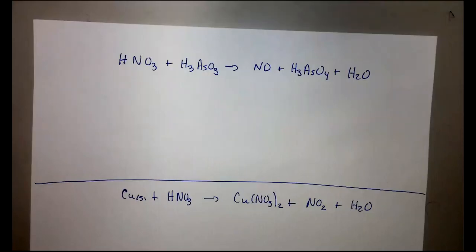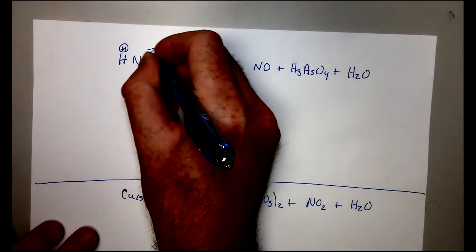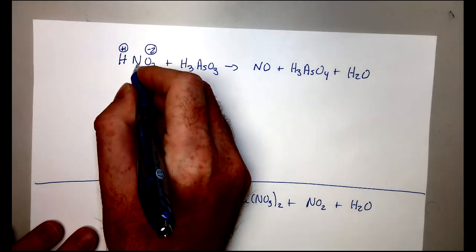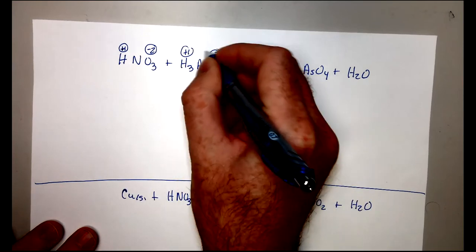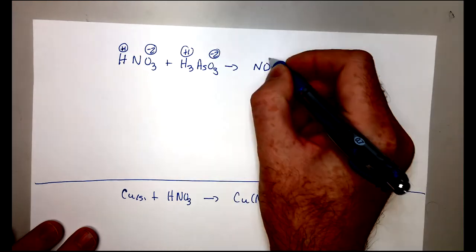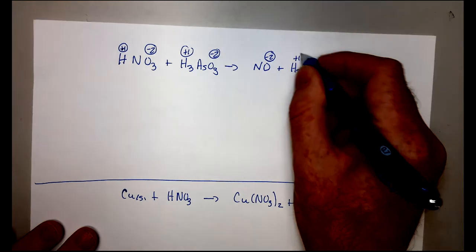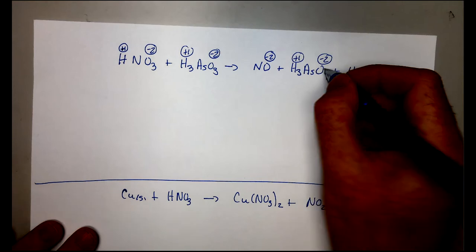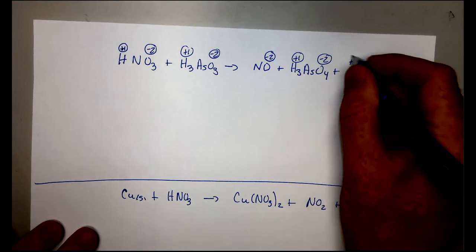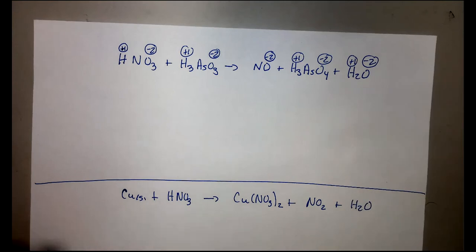So let's get the ones we know. Hydrogen's ionic, so it's going to be +1. That's going to be -2. We'll have to figure this one out. +1, -2. Figure that one out. -2. +1, -2. We've got a rule for those. Hydrogen's generally +1. Oxygen's generally -2. Then we've got +1, -2. So what we don't know is the nitrogen and the arsenic, and so those are the ones we have to figure out.